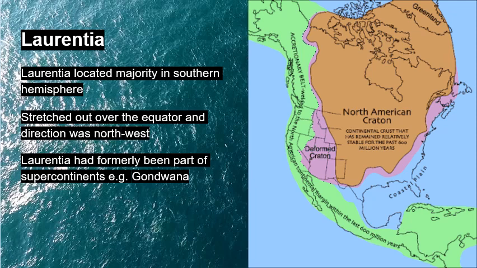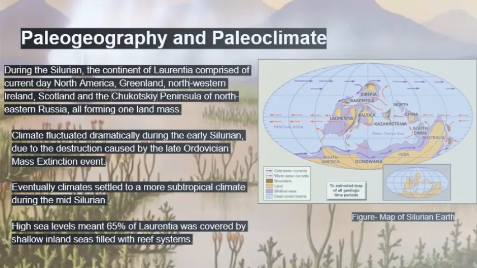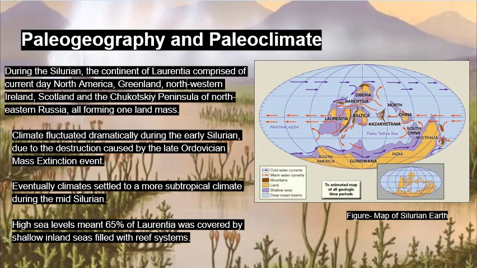Laurentia had previously been part of larger continents and supercontinents. During the Silurian, the continent of Laurentia comprised current-day North America, Greenland, northwestern Ireland, Scotland and the Chukotka Peninsula of northeastern Russia, all forming one landmass.